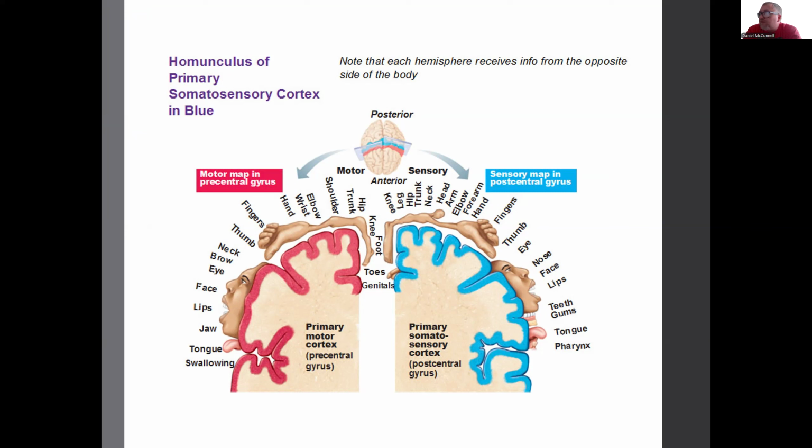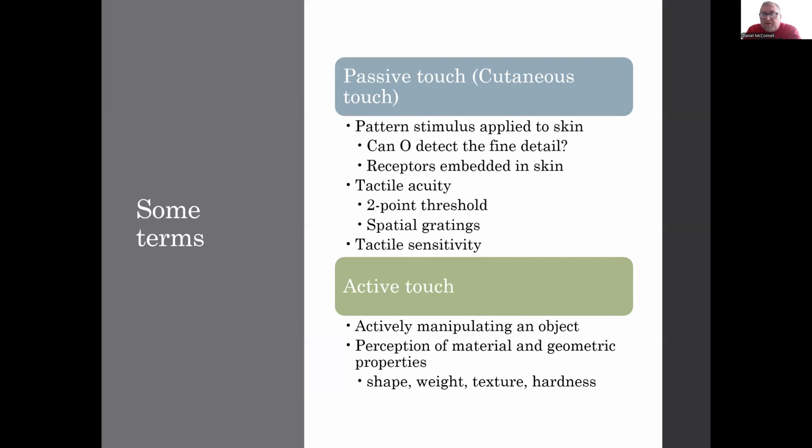Conversely, you see the fingers and the thumb or the face and the lips get almost an entire gyrus or even a really, really large gyrus of cortex dedicated to them. So in that case, we're seeing again that the brain processing that's allocated to these body parts is a direct function of their sensitivity and acuity pattern recognition abilities.